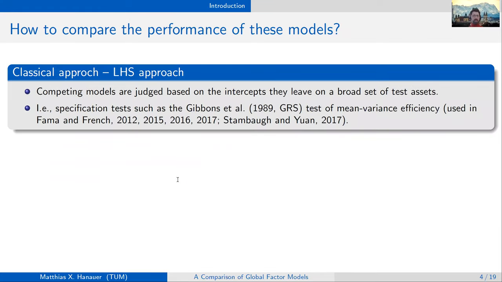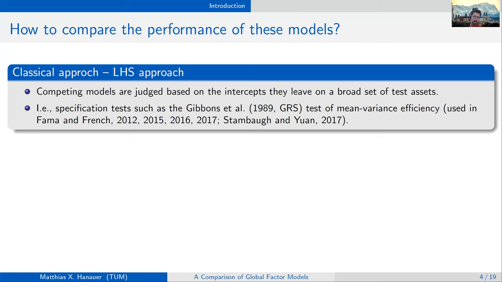So this is, again, the motivation for the paper: how do we compare these models? And the classical approach, also called the left-hand side approach, was that you take some test assets. These could theoretically even be single stock returns, but that's not nice because they maybe don't have coverage over the full sample. But typically you form portfolios and you test how these factor models can explain the returns of these portfolios. And ideally you want them to be fully explained by the factors, so that no intercept, no unexplained part remains.